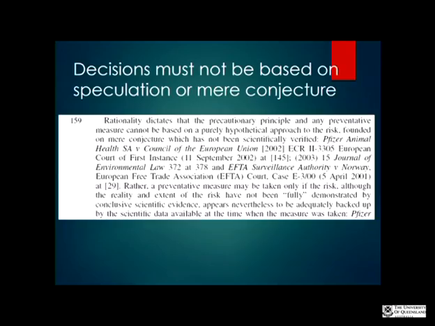One of the things is we can't use the precautionary principle based on a purely hypothetical approach to the risk. They say it can't be based on mere speculation or mere conjecture. And in this case, that's pretty much what the local community was trying to do. They were saying, look, hypothetically, there's a risk here, but they weren't able to point to any scientific studies to support their feeling as a community that there was a risk. So it was mere conjecture, it was speculation that there was a risk present here.